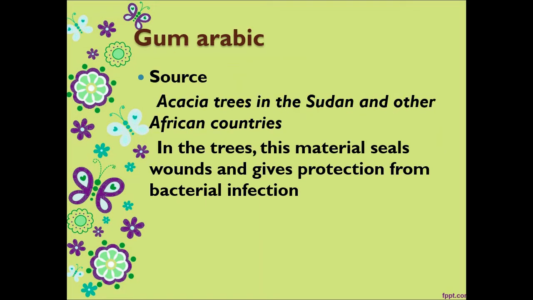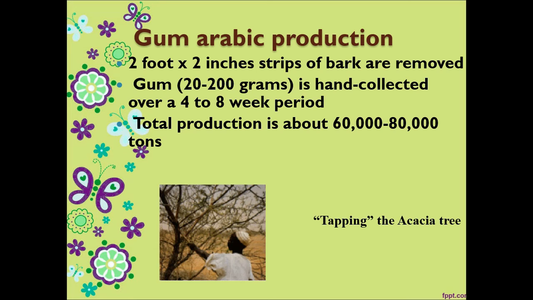Now, where does this gum arabic come from? It comes from acacia trees, and these trees are grown in the Sudan and other African countries only. So that is where the availability and cost comes from. In the trees, this material seals off wounds and gives protection from bacterial infection to the tree barks. The picture there shows the tapping of acacia tree.